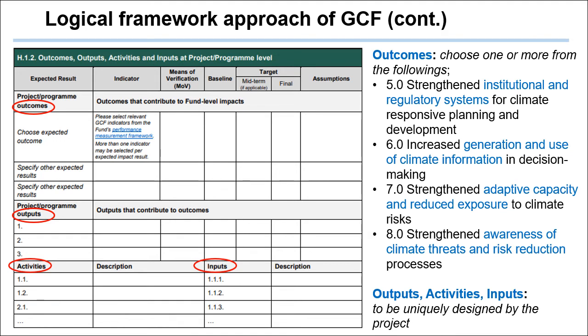Then to go one step further down to the project or program outputs. These are left up to the program designer or the project designer to specify. And then you come down to the activities and a description of those and the inputs required to achieve each of those activities, and again a description of those. And that information then goes into your budget proposal.